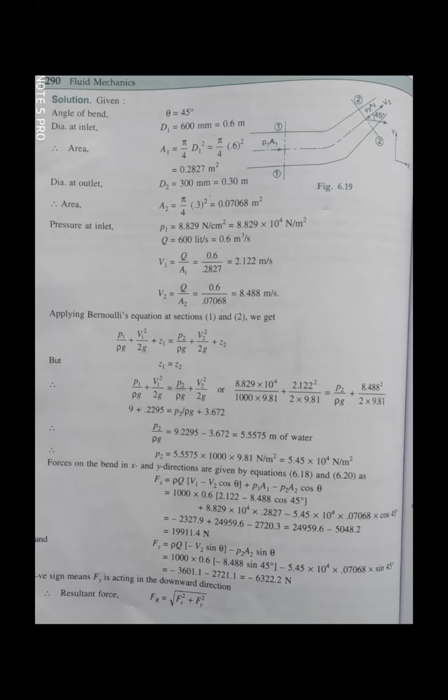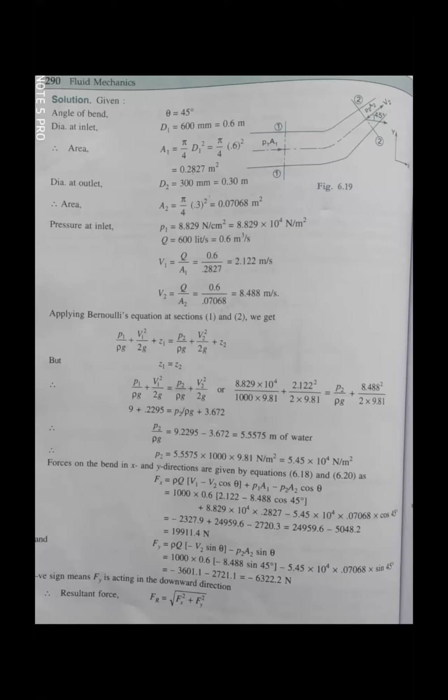Maybe because of the bend in the pipe. Bend in the pipe, but there is a level difference between 1 and 2 shown. But why is Z1 equal to Z2 written? The datum line is taken in such a way that Z1 and Z2 are equal? No, that is not the answer.